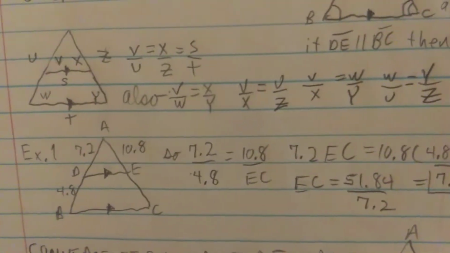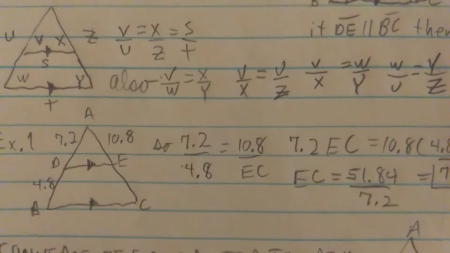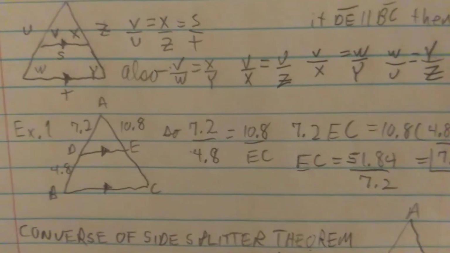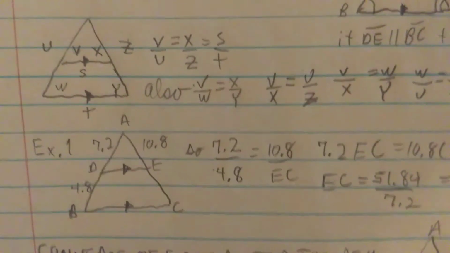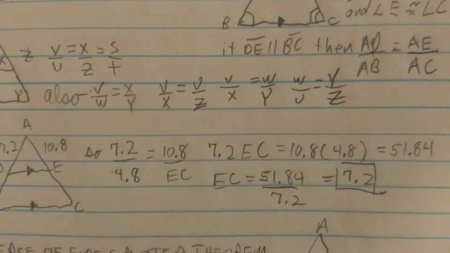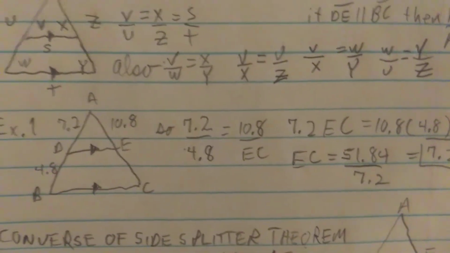Now, as the book shows, we have all kinds of proportions which are true, such as V over W, the top over the bottom part, is equal to X over Y, and we don't use all of these, so you can look at these in the book on page 540, but let's just go use them as we need them.